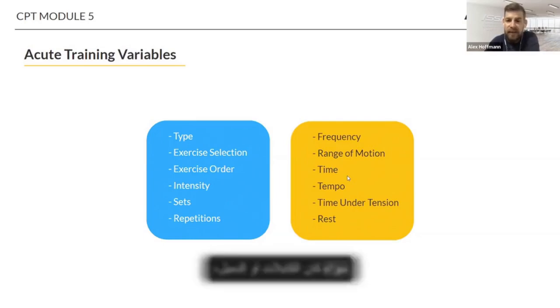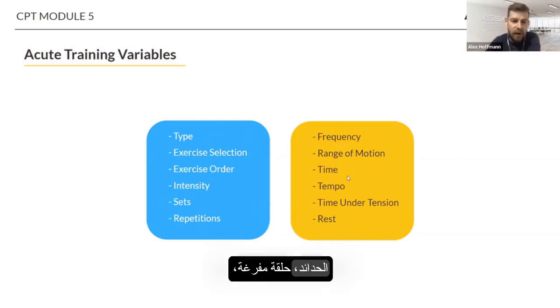So we could be using type, whether it's cables, dumbbells, barbells, treadmill, etc. So type is referring to the equipment that's being used. Exercise selection then is simply referring to the exercise that we're performing, right? So are we performing a single joint movement, a compound movement? Exercises should always be matched to the training goal for the client, their abilities, and then also safety considerations as well.